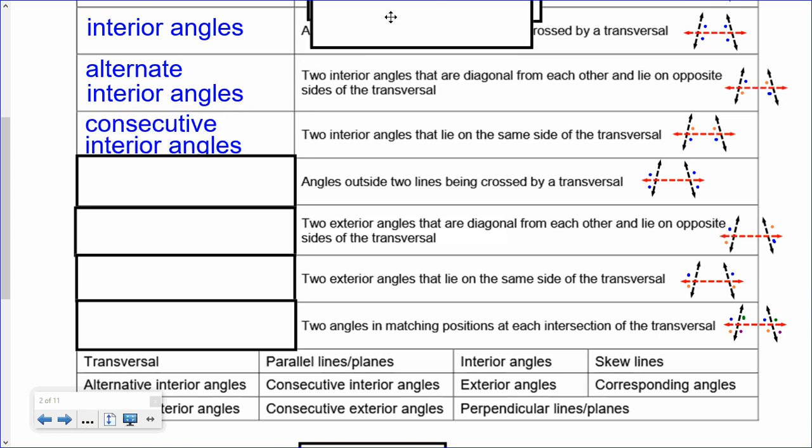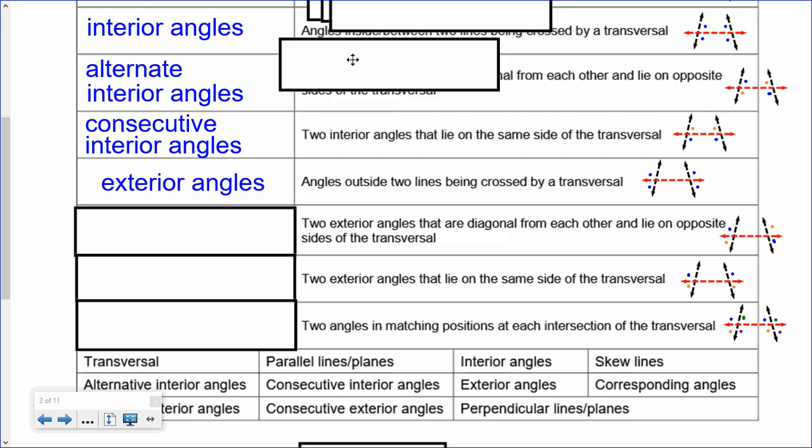We also have consecutive interior angles. Consecutive interior angles are two interior angles that lie on the same side of the transversal. So alternates are on different sides of the transversal. Consecutive are on the same side. So these angles are both below, and these are both above the transversal. So instead of being diagonal, they're on the same side. So consecutive angles, interior, they're still inside, but they're on the same side of the transversal. Okay? So two different types of relationships with our interior angles, the alternate and the consecutive.